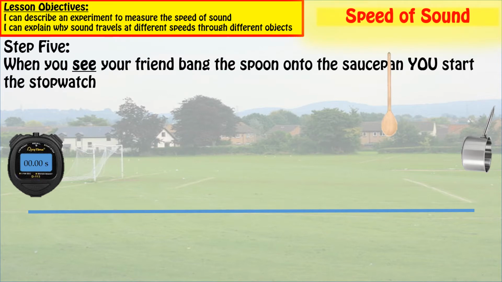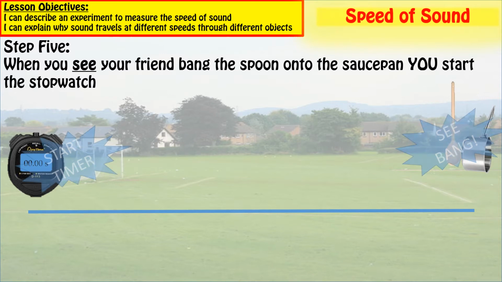Step 5. Now, you're going to see your friend bang the spoon before you hear it. So when you see your friend bang the spoon onto the saucepan, you have to start the stopwatch at exactly the same time. So there's the bang, and then you start the timer. When you see the spoon hit the saucepan, you start the timer.